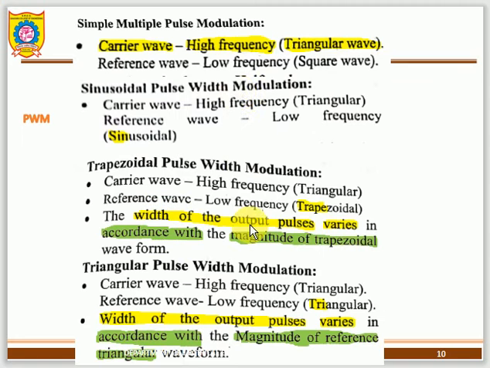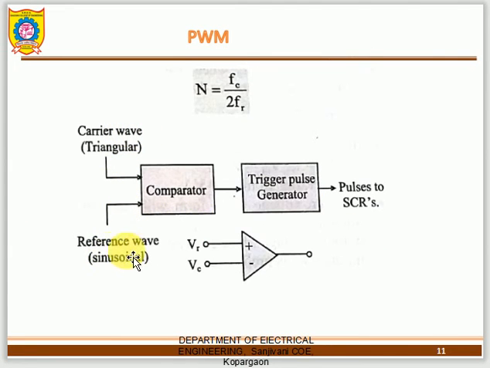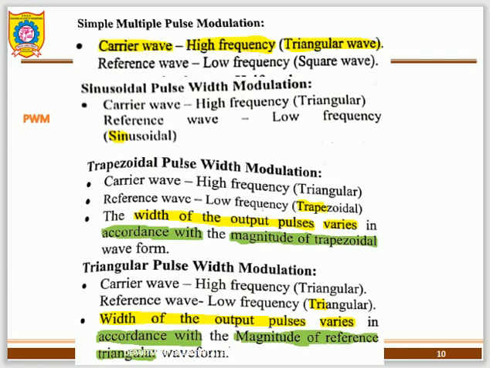So based on that, it is classified. One is the carrier wave, and the other is the reference wave. The carrier wave is triangular and fixed. The reference wave is sinusoidal, and here it is varying, so you can apply a sinusoidal or a trapezoidal wave. So now you can say carrier wave, reference wave.